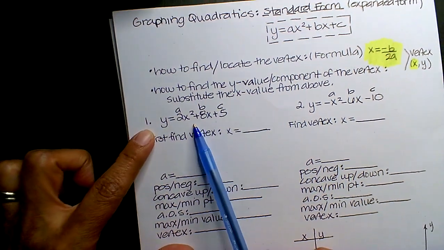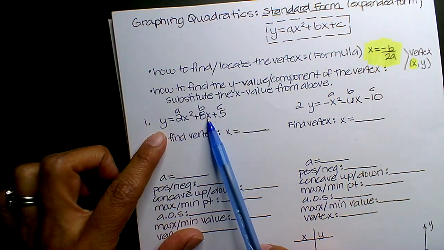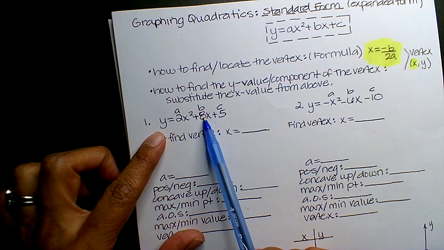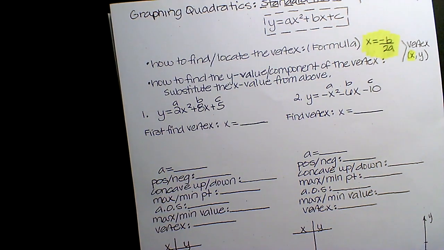So if we're going to solve example 1, it's y equals 2x squared plus 8x plus 5. A is 2, b is positive 8, c is positive 5, right? A, b, c.